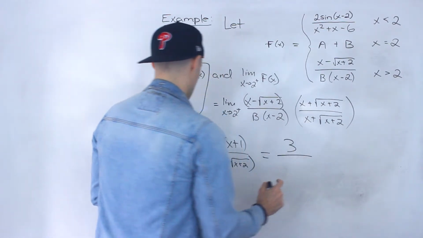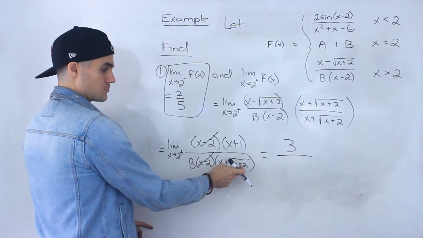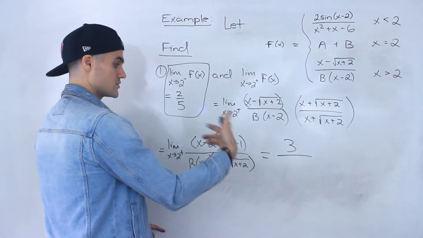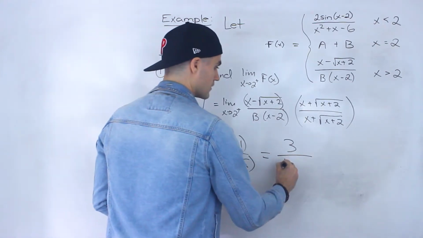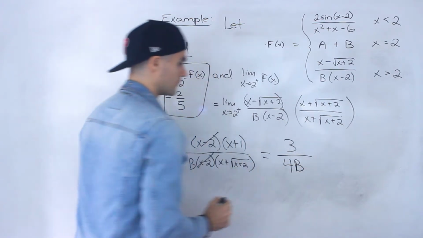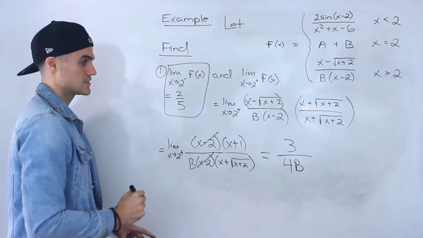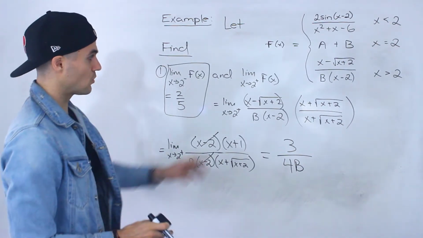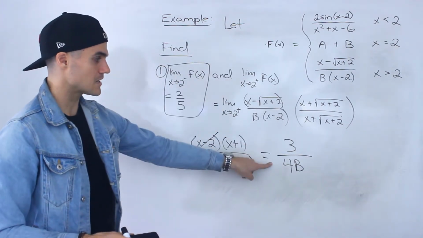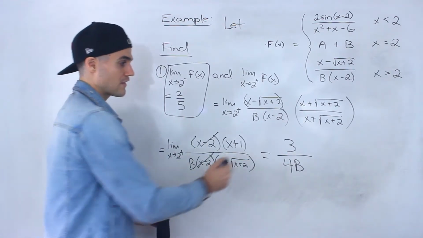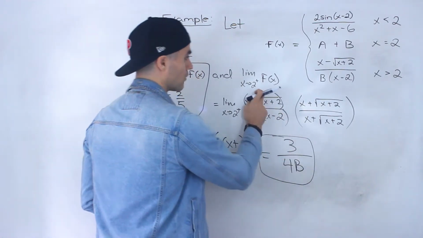And then if I plug in 2 here, 2 plus 2 is 4, root 4 is 2, plus 2 is 4. So we would end up with a 4b, right? This b is still there in the denominator. And so this limit ends up being 3 over 4b.